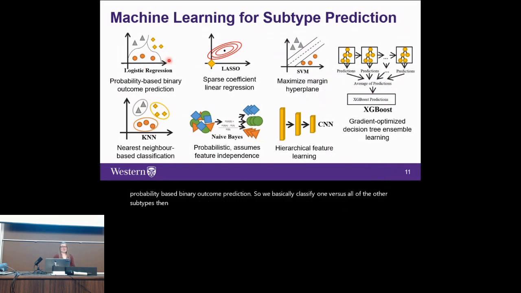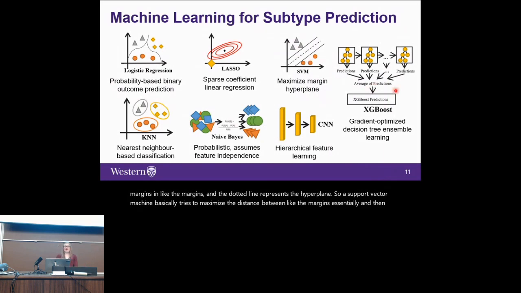Then for lasso, it's essentially sparse coefficient linear regression, and again, we do one versus rest. Support vector machines basically work by maximizing the distance between the margins. If we consider the triangles as one group and the circles as another group, the solid lines here represent the margins, and the dotted line represents the hyperplane. So a support vector machine tries to maximize the distance between the margins.